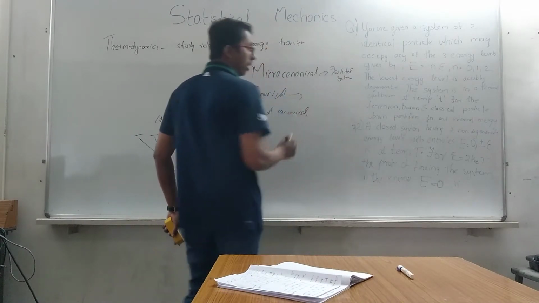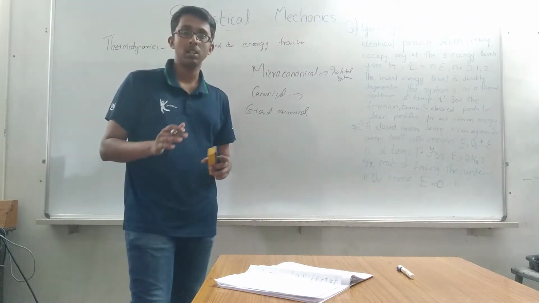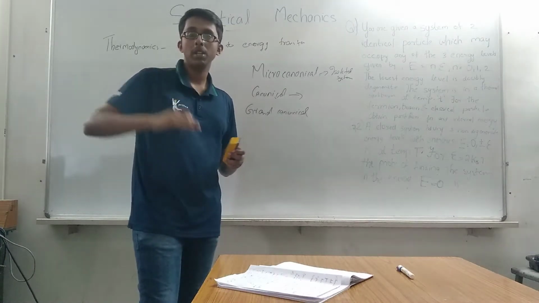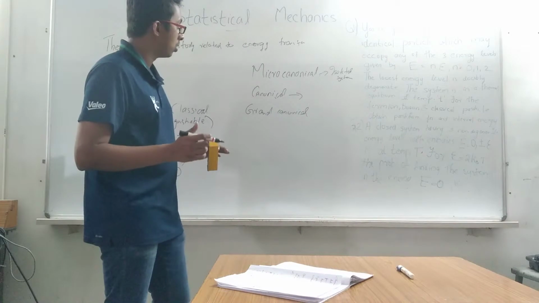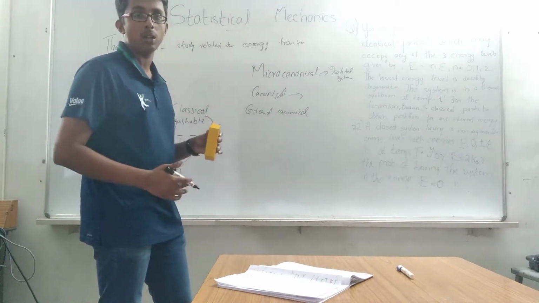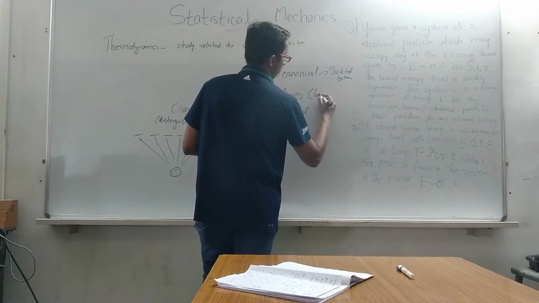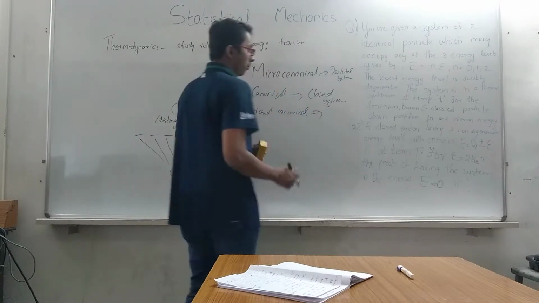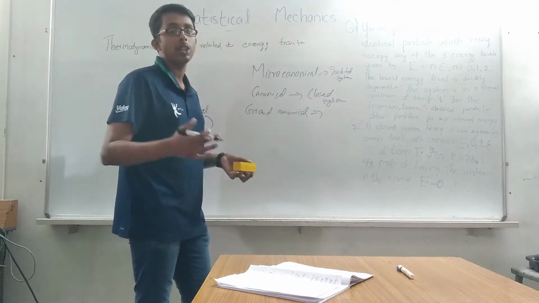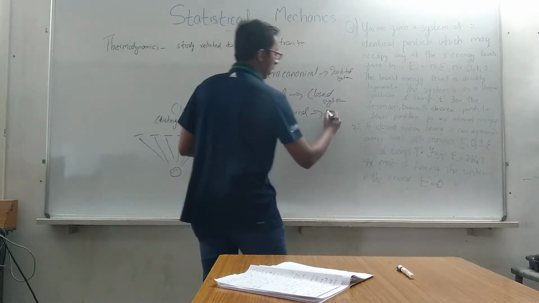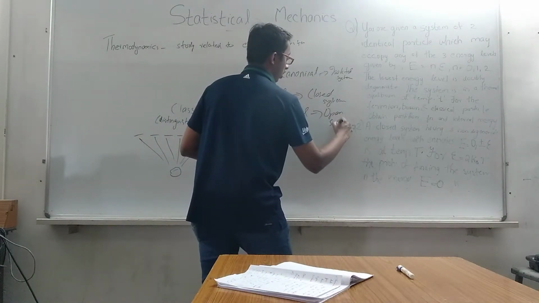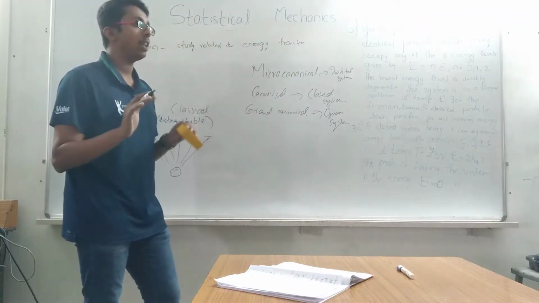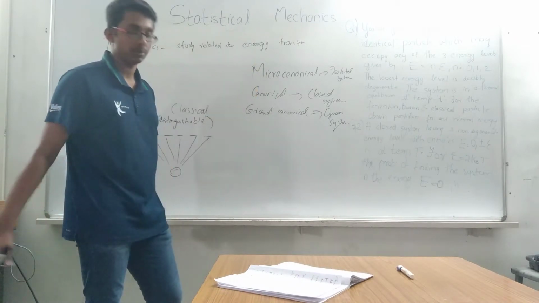In canonical, we are not isolating this particular system, but the surrounding is giving a uniform temperature T to the system. So it will transfer energy to the surrounding. So we can call this a closed system. And in grand canonical, it transfers or exchanges both matter and energy with the surrounding. So we can call this an open system. But in statistical mechanics, we are dealing with these systems in an equilibrium state.